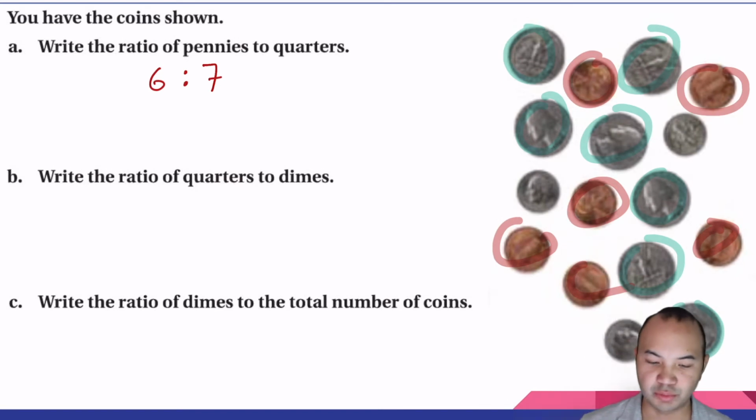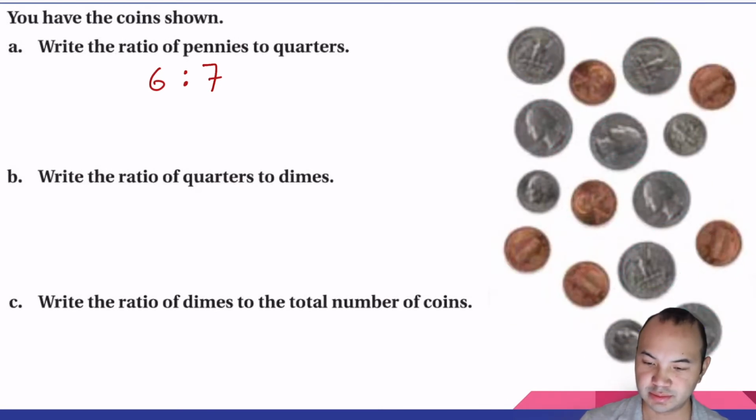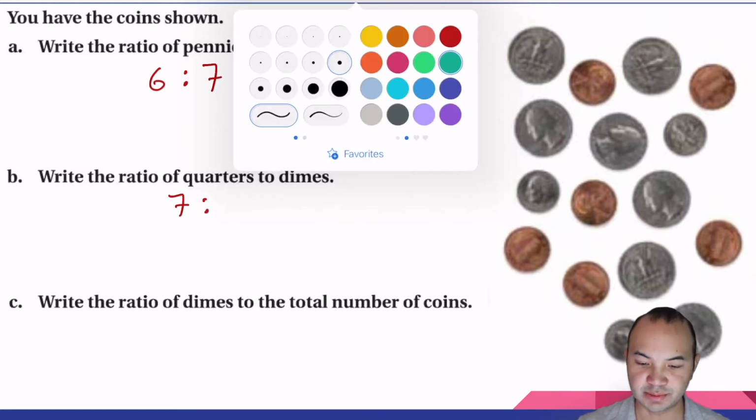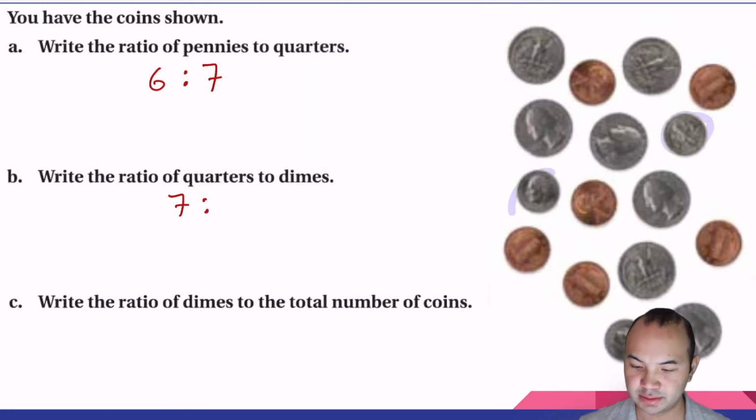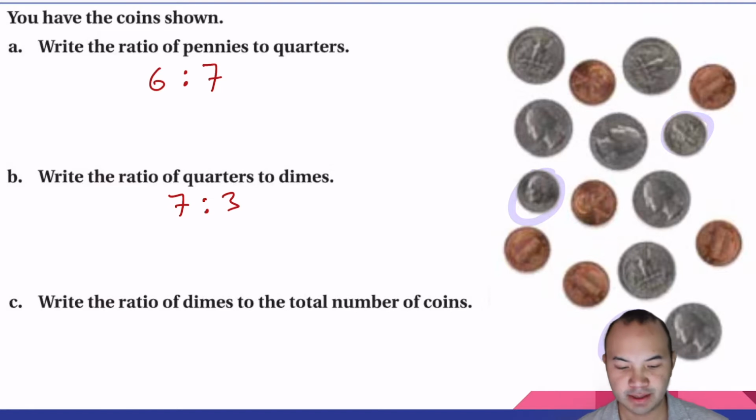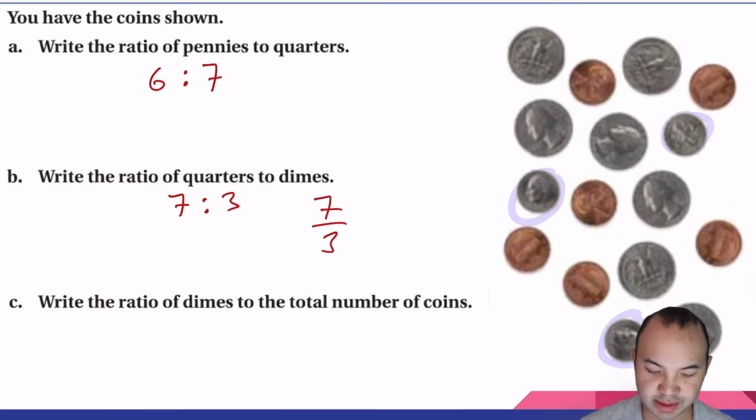And then write the ratio of quarters to dimes. We already know that there are 7 quarters, right? So you don't have to read it again. So 7 quarters to, how many dimes do we have here? 1, 2, 3. We have 3 dimes. So 7 to 3. Okay? And then remember I said you could write it as a fraction. 7 over 3 is also possible. 6 over 7 is also possible.